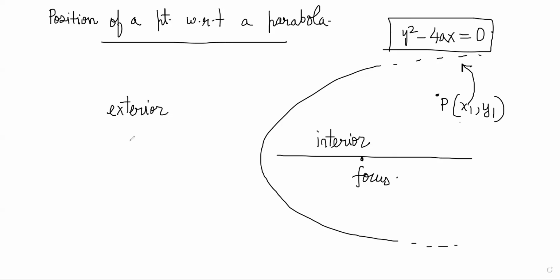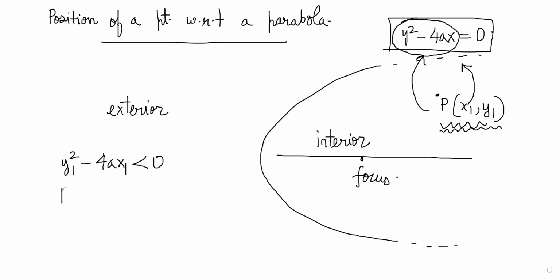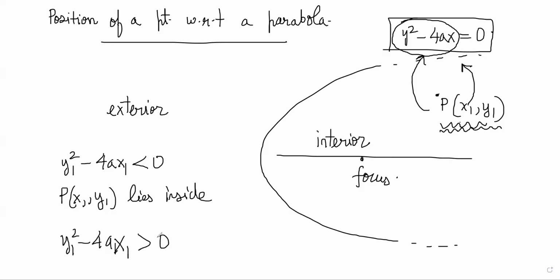So if the point P was inside the parabola, in the interior region of the parabola, you can substitute the coordinates of this point in the expression y square minus 4ax, and it will come out to be negative. So if y1 square minus 4ax1 is less than 0, then we can say point x1, y1 lies inside the parabola. And if y1 square minus 4ax1 is greater than 0, then we can say that it lies outside the parabola. So this is an important idea.